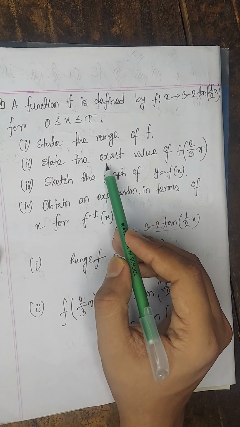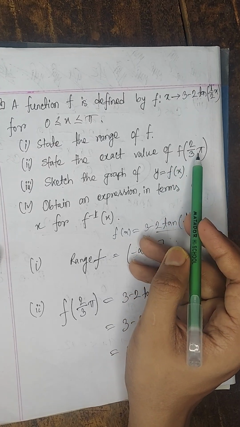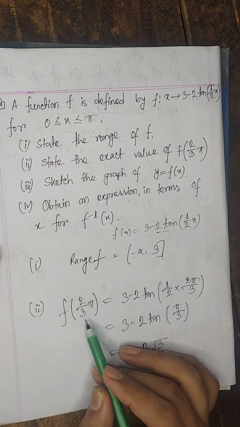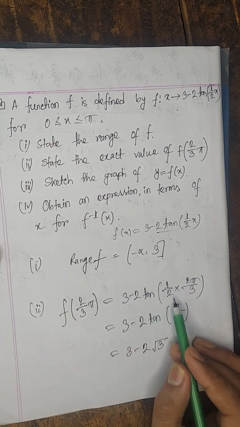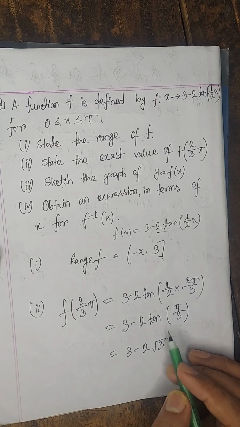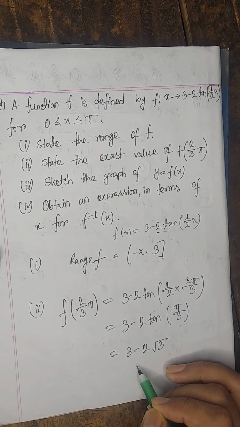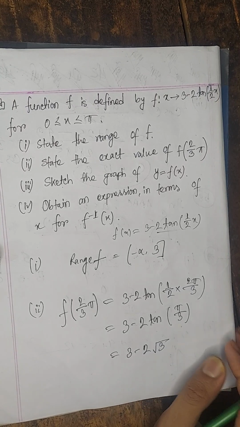Then we have to state the exact value of this function at this point. At this point, the value of f is 3 minus 2 tan(1/2 times 2 pi by 3), then 3 minus 2 tan(pi by 3), which gives us 3 minus 2 root 3.